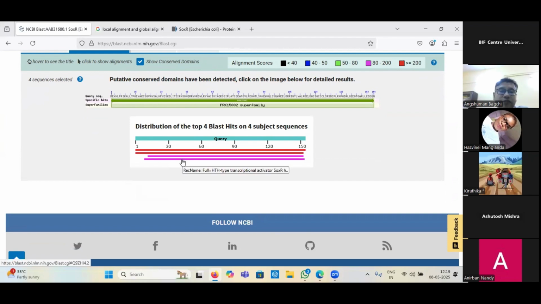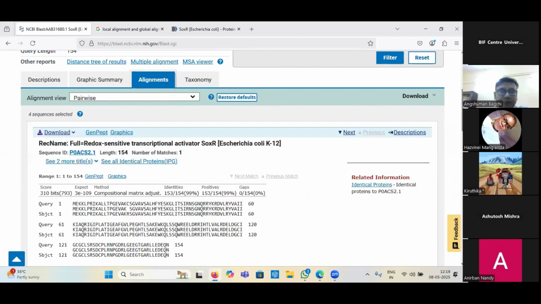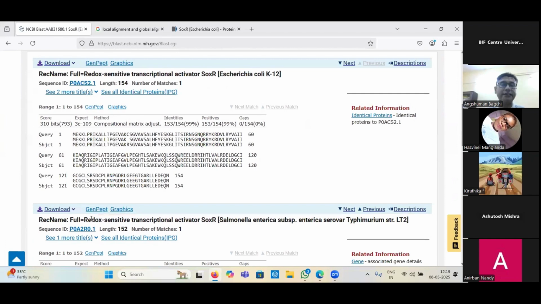So on and so forth. See, and this is the most vital part. This is the sequence alignment.